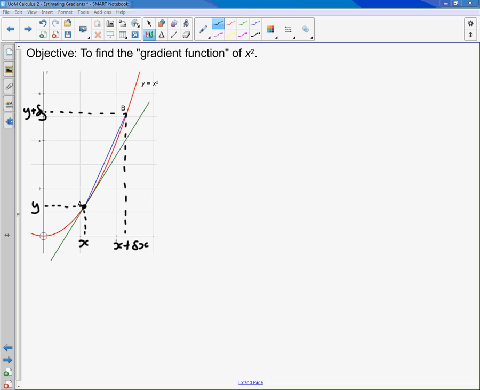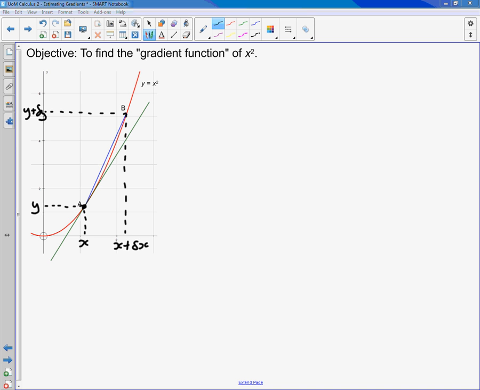Now, again, as you'll recall, what we're going to do is estimate, or actually calculate in this case, the gradient of that tangent, the green line, by finding the gradient of that chord. And then we're going to say that delta x, the difference between our 2 points, becomes infinitely small. Because once that becomes infinitely small, the gradient of the chord will be the same as the gradient of the tangent. So let's have a look then.